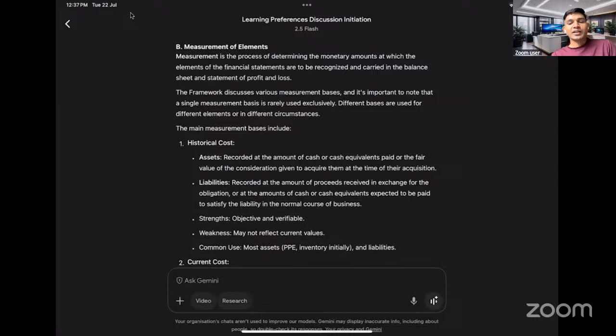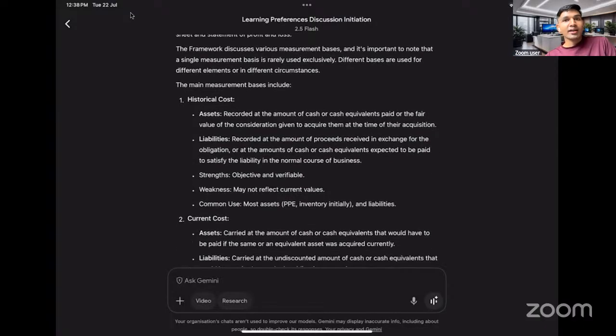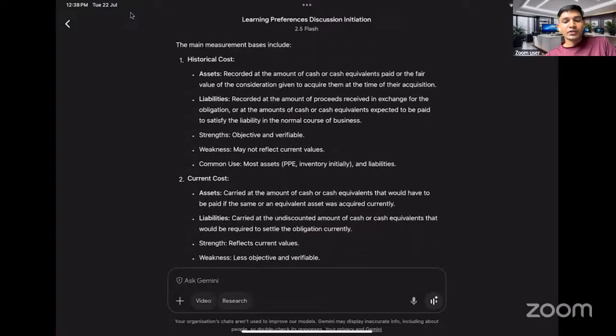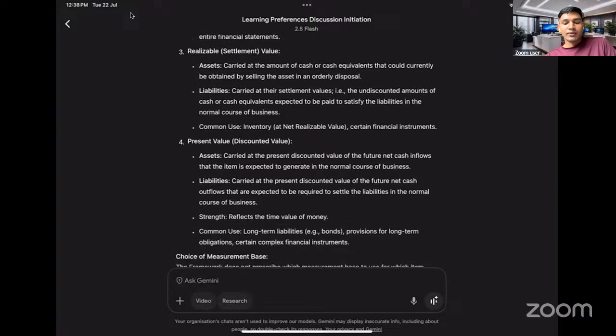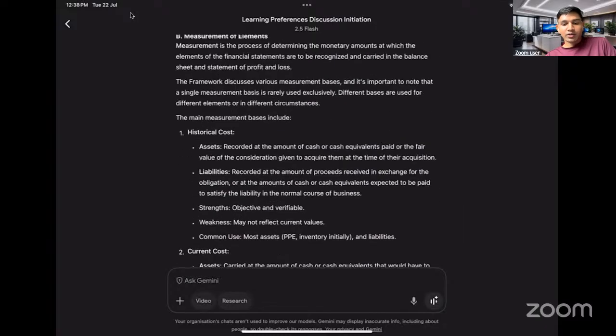Measurement is the process of determining the monetary amounts at which the elements of the financial statements are to be recognized and carried in the balance sheet and statement of profit and loss. The framework discusses various bases, and it's important to note that a single measurement basis is rarely used exclusively, and different bases are used for different elements or in different circumstances. The main measurement bases include historical cost, current cost, realizable value, and present value.